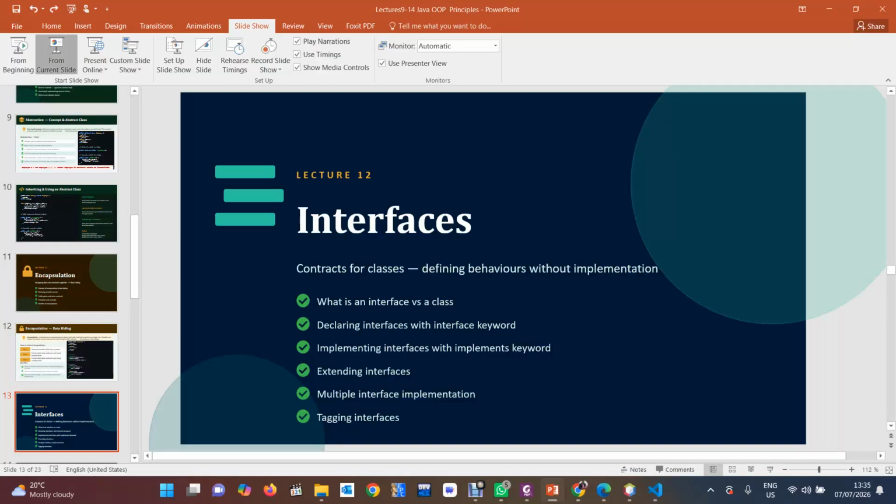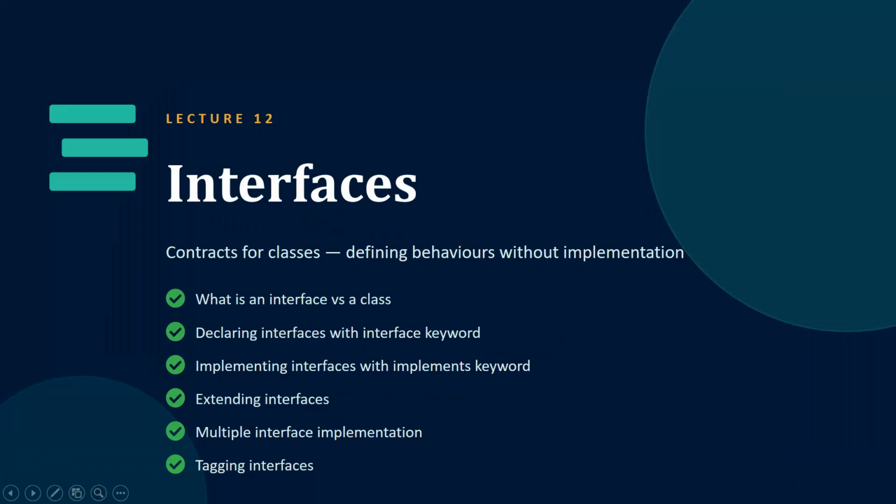Let us look at interfaces. Then we end up with polymorphism. Interfaces: contracts for classes. That means that you have to define the behaviors without implementation.